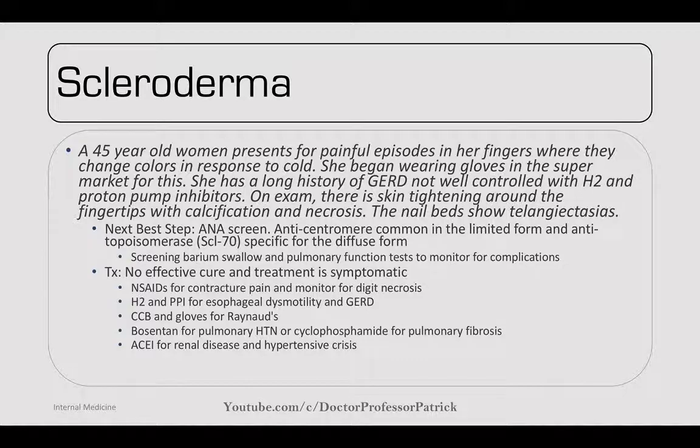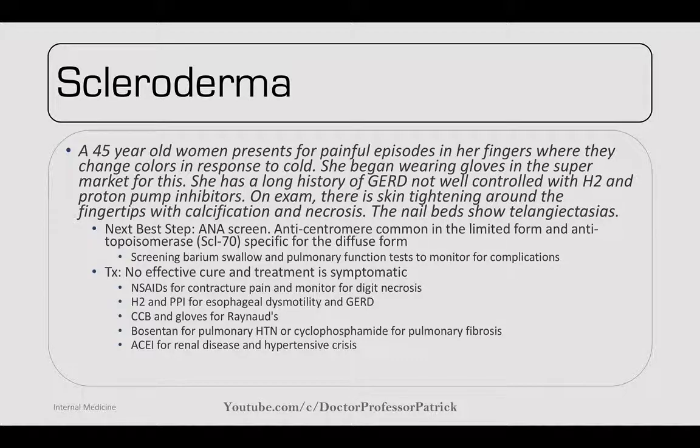Specifically, the anti-centromere antibody is common in the limited or CREST form, and anti-topoisomerase or Scl-70 is specific for the diffuse form. Screening barium swallow and pulmonary function tests are monitoring for complications. And the treatment, there's no effective cure, but you want to treat the different symptoms.